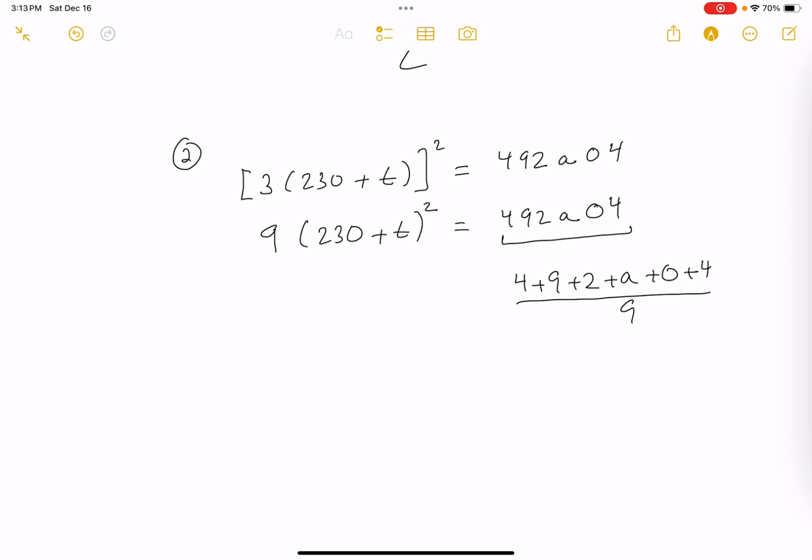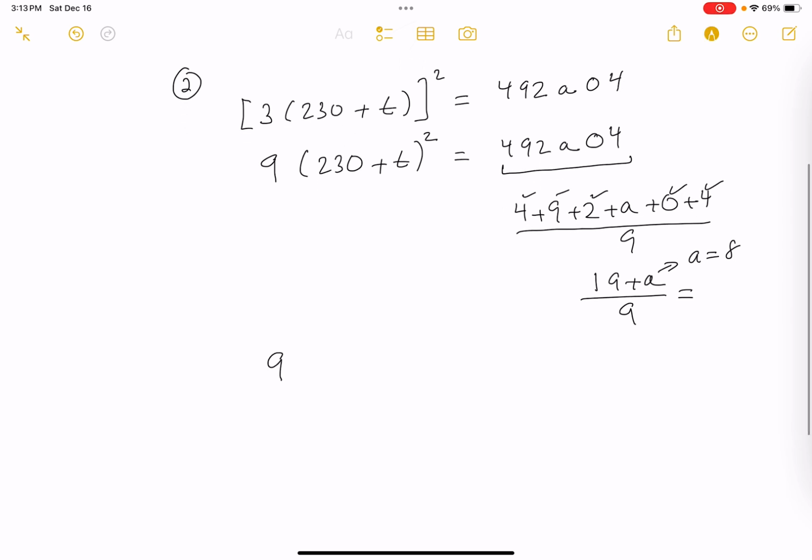Let's take a look at this over here. 4 and 9, that's 13, 15, 19. So it's 19 plus A over 9. And again, this has got to divide through, in other words, remainder 0. And the only way for that to occur is if the A was equal to 8. It's the only digit that would give that. So let's write this down. So you get 9 times (230 plus t) quantity squared equals 492,804.